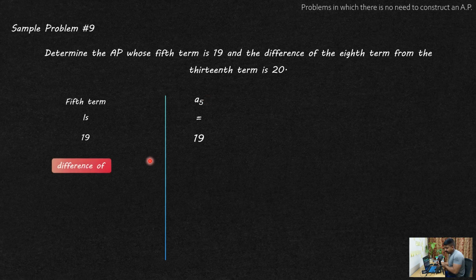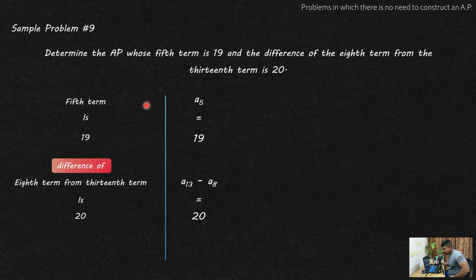Difference of, now मैंने इसको हाईलाइट क्यों किया? इसका रीज़न है, ये पर्टिकुलर वर्ड्स हमको एक मैथमेटिकल ऑपरेशन के बारे में बता रहे हैं, that is subtraction. So the difference of 8th term from 13th term is 20. It means A13 minus A8 is equal to 20.